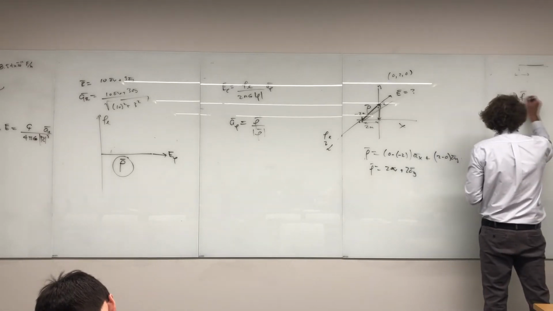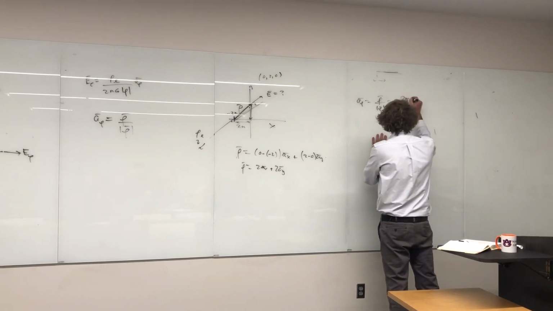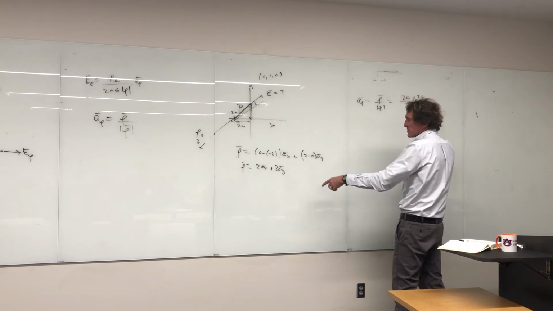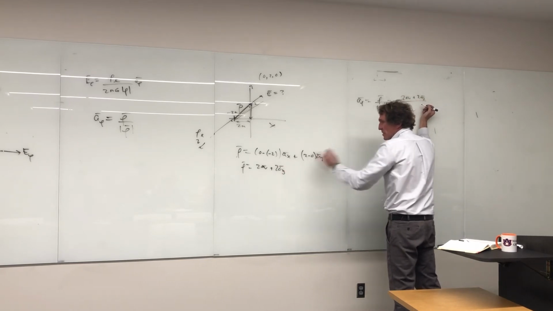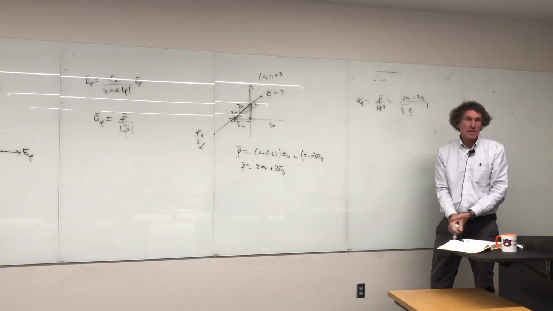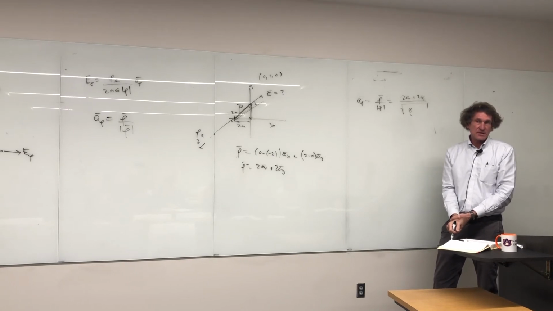Remember, a vector over its magnitude: 2ax plus 2ay over, and the magnitude is going to be what? 4 plus 4, square root, or square root of 8. You can leave it like that. Do you agree with that? You're going to take 2 squared plus 2 squared, right? Everybody see this? That's the vector direction.